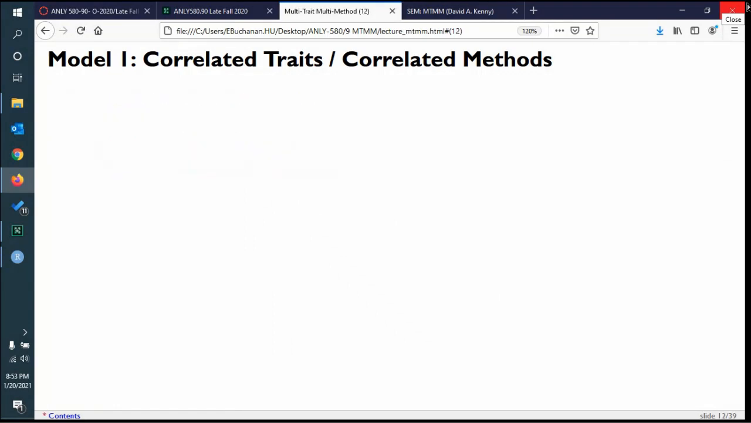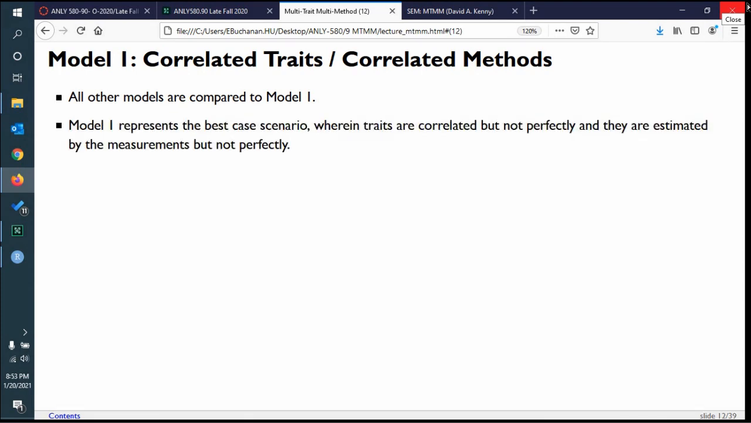All right. Now, once we start adding these other models, they're all compared to this original model. Model one represents our best case scenario, where our traits, these are our latent variables, the things we're interested in, are correlated, because otherwise, why are they on the same scale, right? But not perfectly. They're at least a little bit discriminant. And they're estimated by our measurements, so we're capturing some of the error that is actually due to the measurement, but not perfectly. So this is a scenario where each measurement adds something to the equation, and the traits are separate from each other. And what we'll do is compare everything to that scenario. Sometimes we want it to be worse than that scenario, and sometimes we want it to be equal to that scenario. But model one is always our best case scenario. We never want model two to be better. We want it either to be worse or to be equivalent.